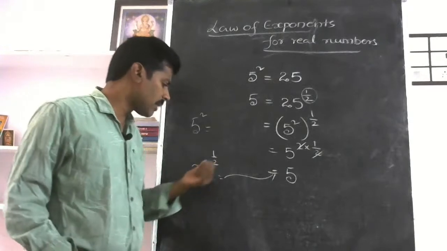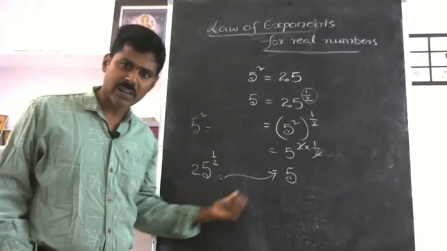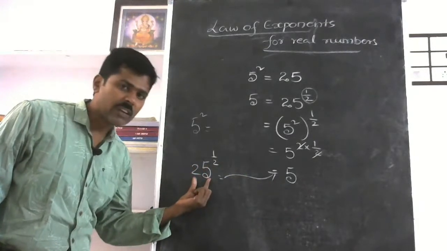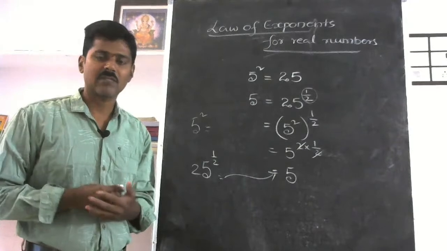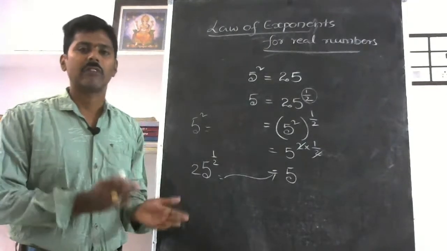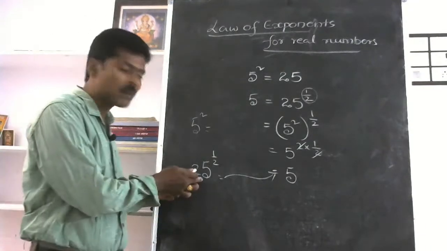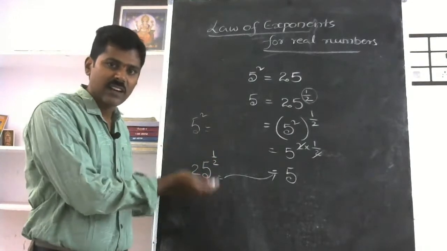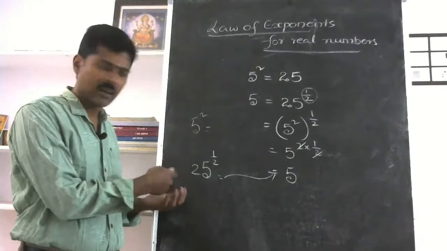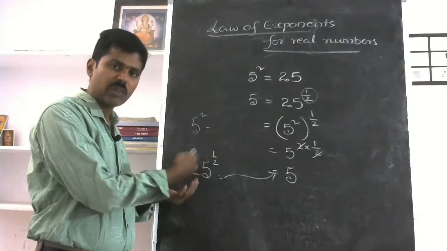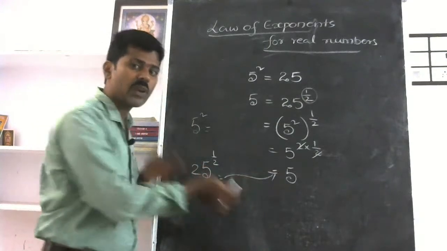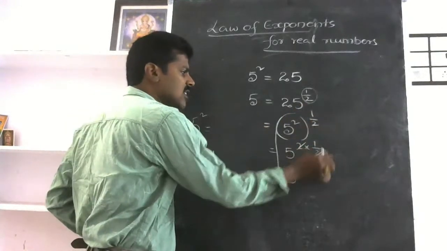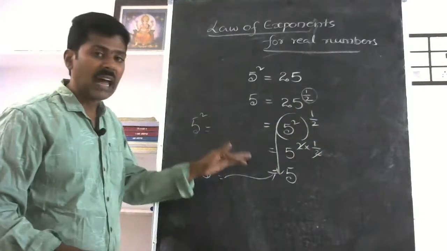Yes, 25 power 1 by 2 can be written as square root of 25. That's right. Square root of 25, that is equal to 5. That's what I'm saying. Generally, with the definition, 5 square is equal to 5 into 5, 5 cube equal to 5 into 5 into 5. You cannot explain 25 power 1 by 2 like that. It's nothing but square root of 25, that is the symbol, that equals 5. How you got that is like this. I have used rational exponents here by applying the laws of exponents.